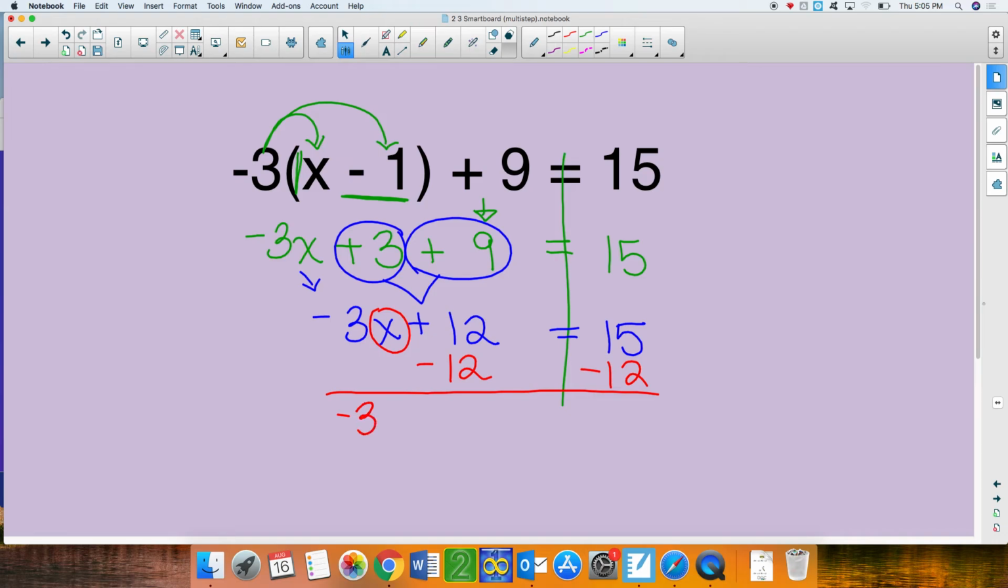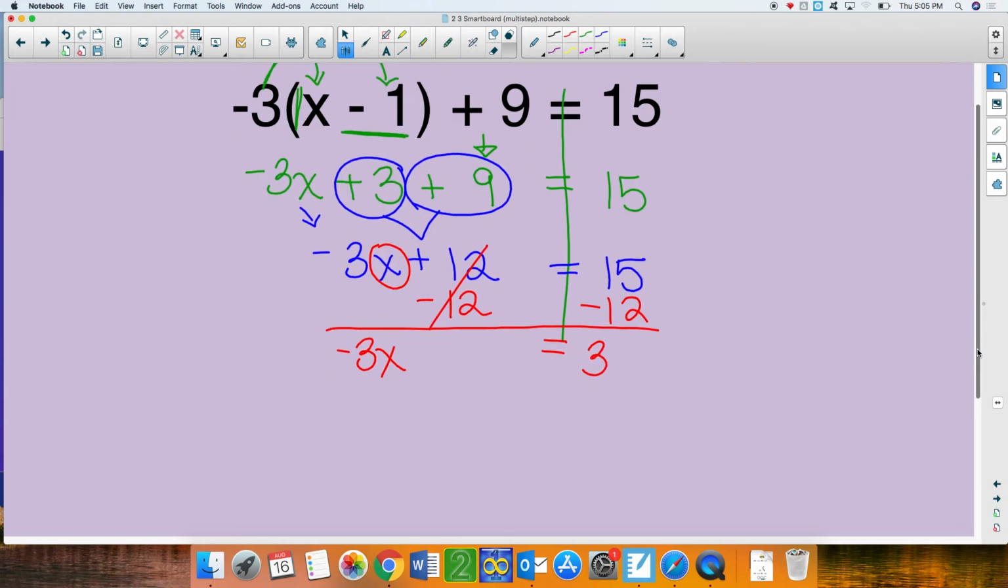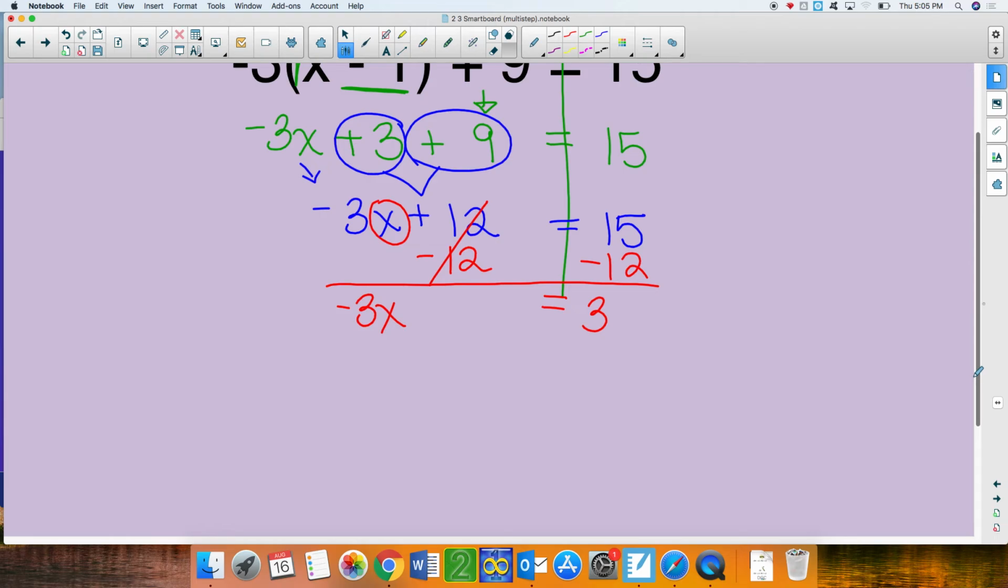Left to right, negative 3x plus 12 minus 12 cancels. Bring down your equals. 15 minus 12 is 3. To get x alone, negative 3 is being multiplied. They are squeezed, so I must divide. And I'm going to divide by that negative 3 on both sides. That gives me a positive 1x equals 3 divided by negative 3 is negative 1.